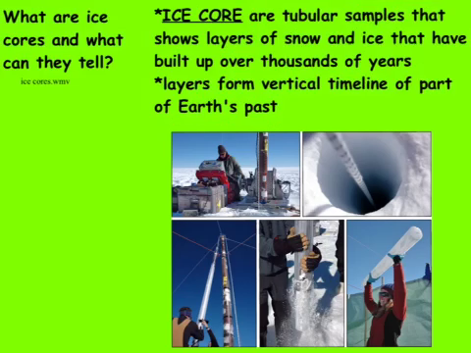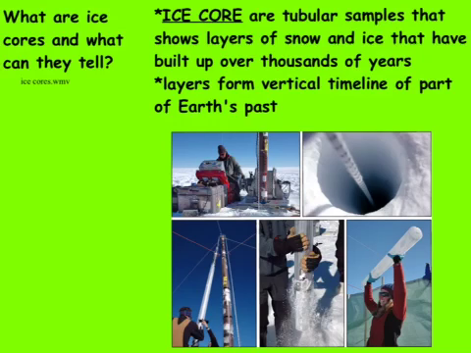More evidence of the Earth's past would be ice cores. Now, ice cores are not something you just find out in the wild. Ice cores are something that we have to actually drill and get the ice from places like Antarctica. Those ice cores are tubular samples, and they show us the layers of snow and ice that have built up over thousands of years. Those layers form a vertical timeline of part of the Earth's past.